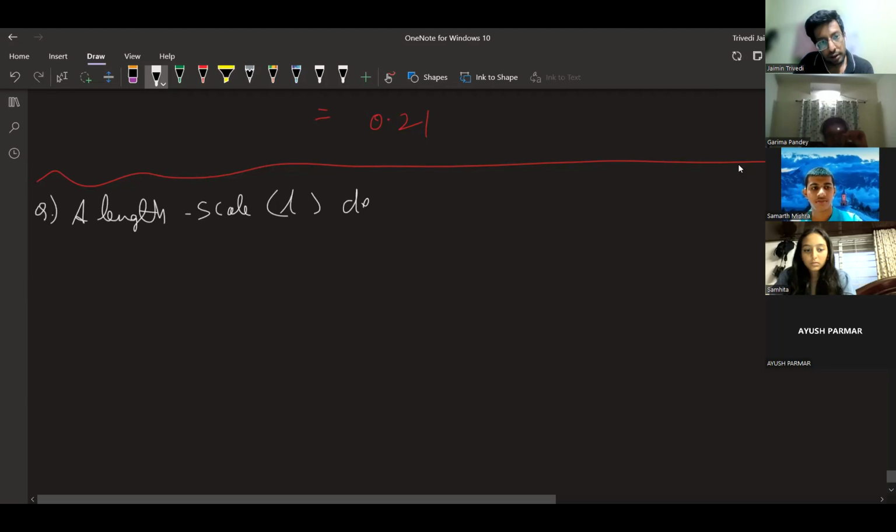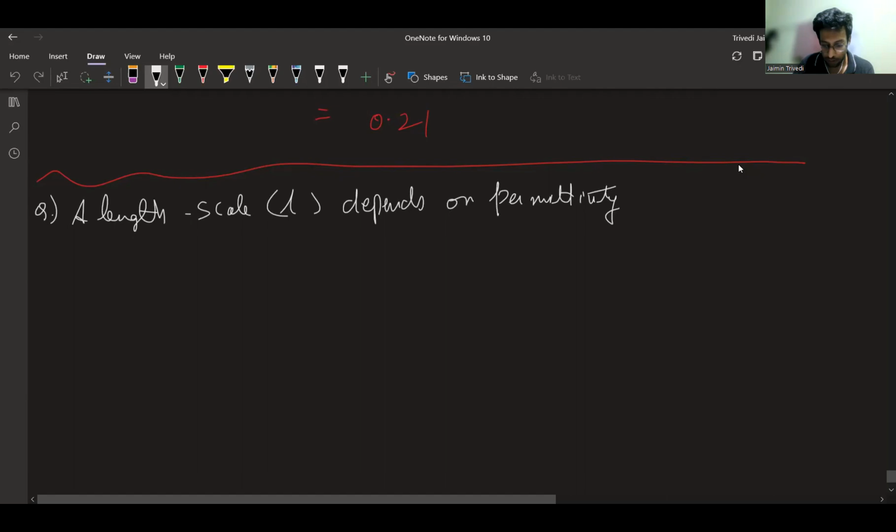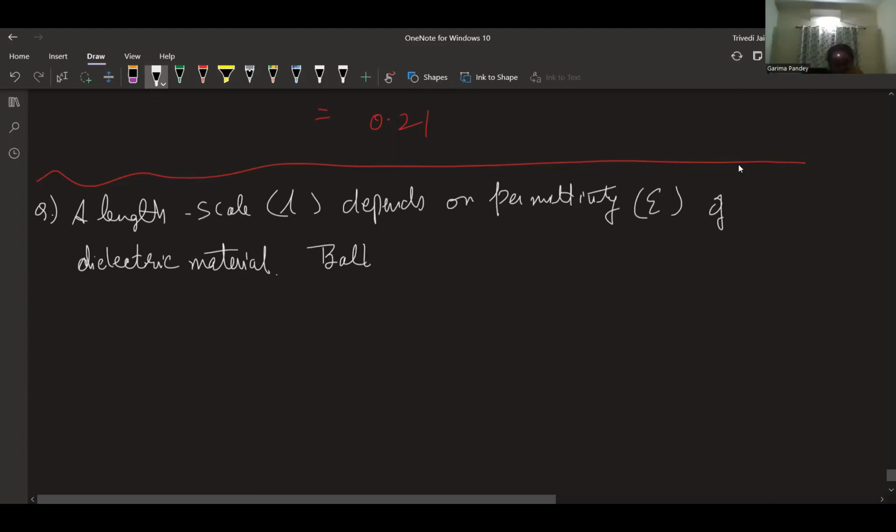Scale L depends on the permittivity of dielectric material. Do you know anything about dielectric? No, sir. Okay. Have you seen a capacitor? I'm not sure. Capacitor means fan, a phone, a laptop. Capacitor gives the basic electric charge for a thing to start.